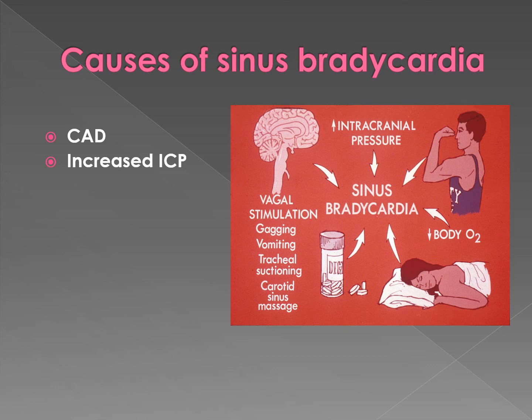One of the classic signs of a neuro patient, their blood pressure will increase and their heart rate will decrease. This is called a Cushing reflex. So you might see a sinus brady with an increased intracranial pressure. So there's swelling in the brain. They might have a Cushing reflex where their blood pressure increases, and because their blood pressure is increasing, the body's trying to regulate it by slowing the heart rate down.